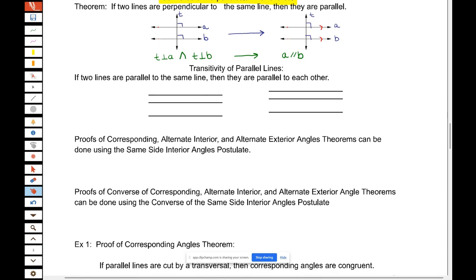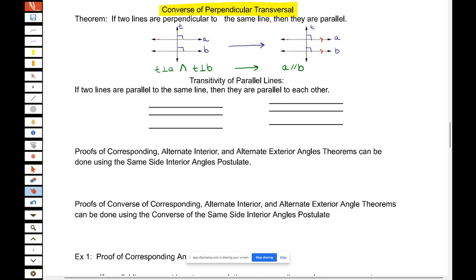Okay, the last rule, transitivity of parallel lines. That means if two lines are parallel to the same line, they are parallel to each other. We did this when we discussed equivalence relations. This is one of the things that we talked about. Parallelism is transitive. So I'm going to mark this as an if-then situation. So let's say I have lines A, B, and C.